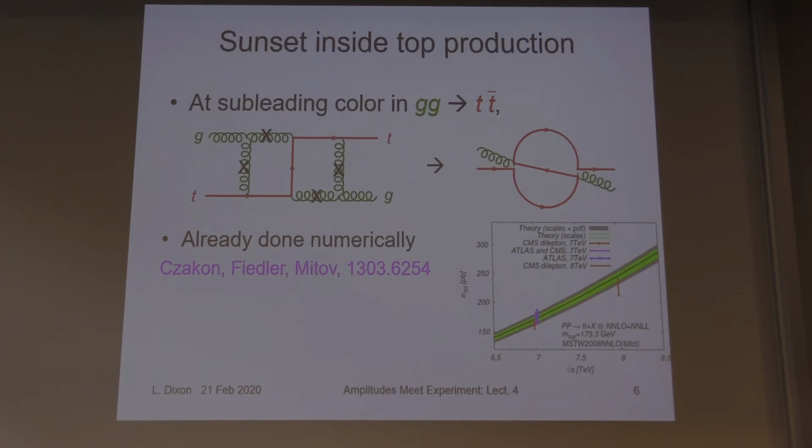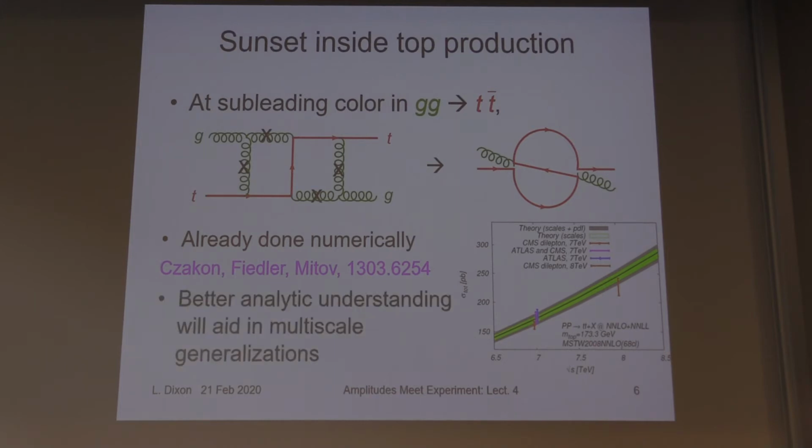This is pretty old. By now, there's data at 13 TeV as well. Now, of course, if you want to do something like top production with 1 extra gluon, with 1 extra jet, then you will need integrals like this, but ones that have 5 external particles instead of 4.